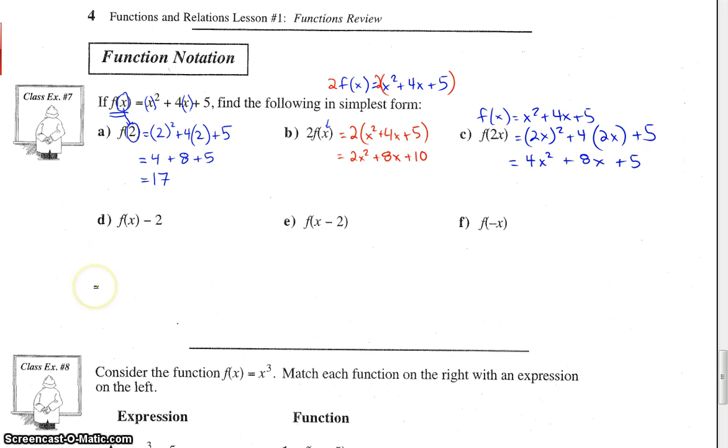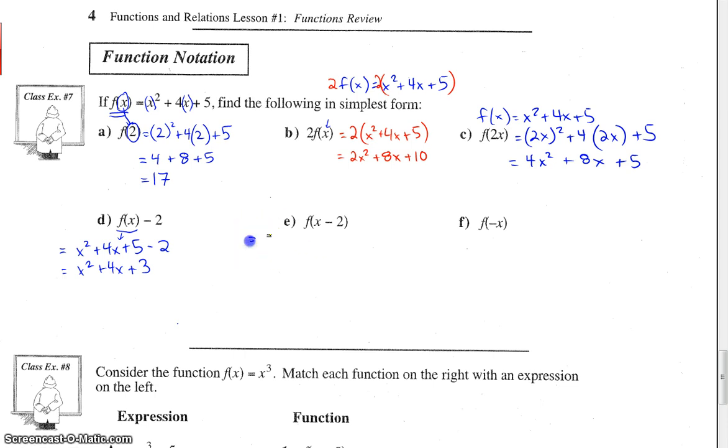Let's look at D. Okay, so D, we've got f of x all by itself, nothing being multiplied by it. So you know what? We're just going to simply rewrite that as what it equals, which is x squared plus 4x plus 5. Then we have the minus 2. Now that we can simplify. So we can collect the like terms of positive 5, negative 2, and that would leave us positive 3. Great. Okay, now you guys pause your video again and try the next two.